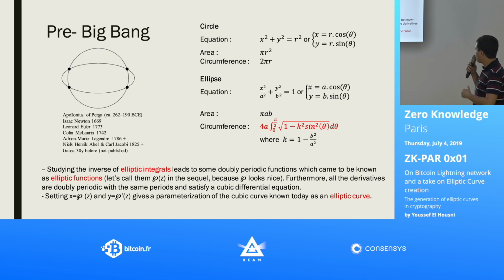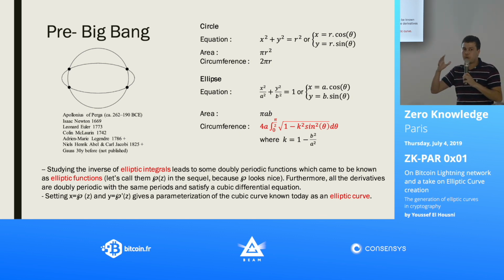After that, Abel and Jacobi studied the inverse of this integral. The inverse of this integral turns out to be doubly periodic, and even the derivatives are doubly periodic with the same period. It satisfies differential equations. If you put x as this elliptic function, the inverse of the elliptic integral, we have a parameterization known today as an elliptic curve.